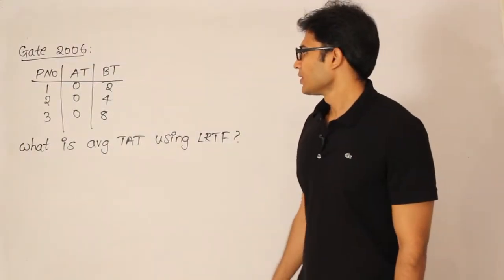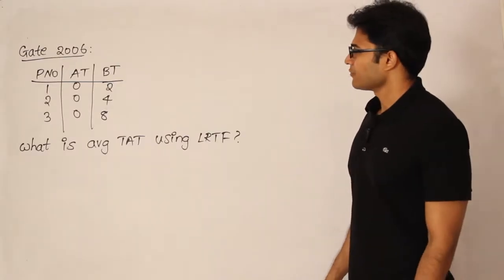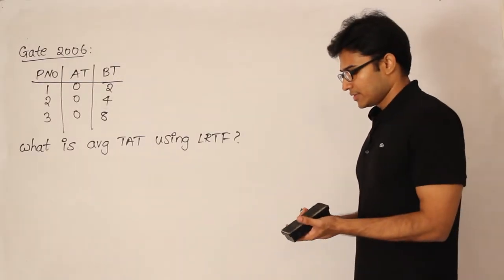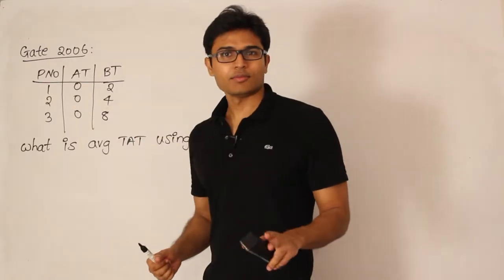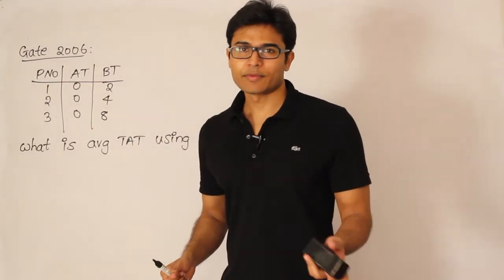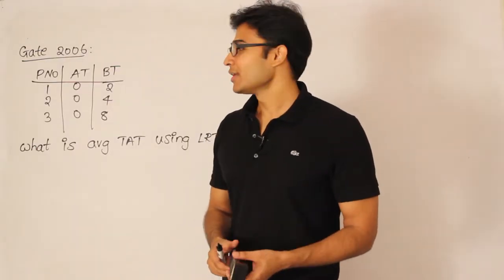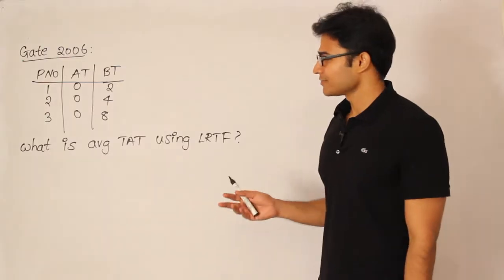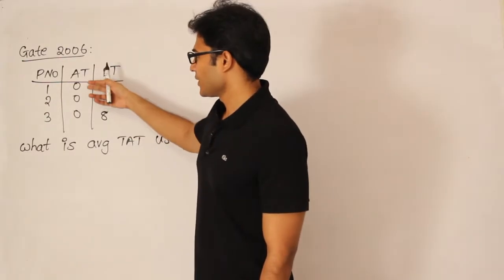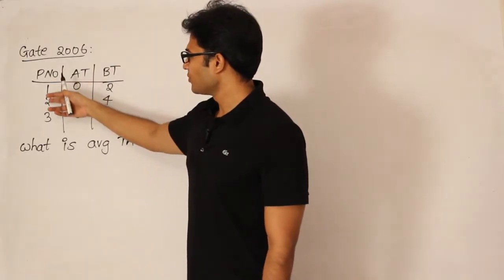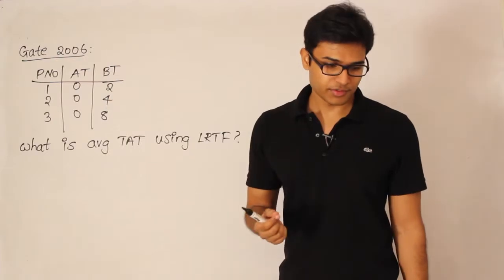Now watch this one. What is the average turnaround time using longest remaining time first? So now we can see that all the arrival times are zeros, right? Which means all the processes are directly available from the beginning, and now it is up to you to choose the longest one first, right? And then whenever the burst times are the same and arrival times are the same, you go with the process IDs, which means you take the process with the lowest process ID, right?